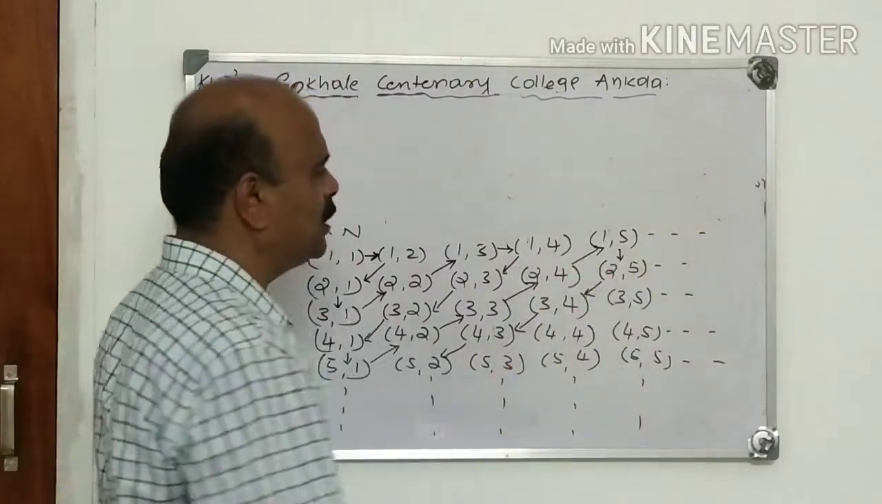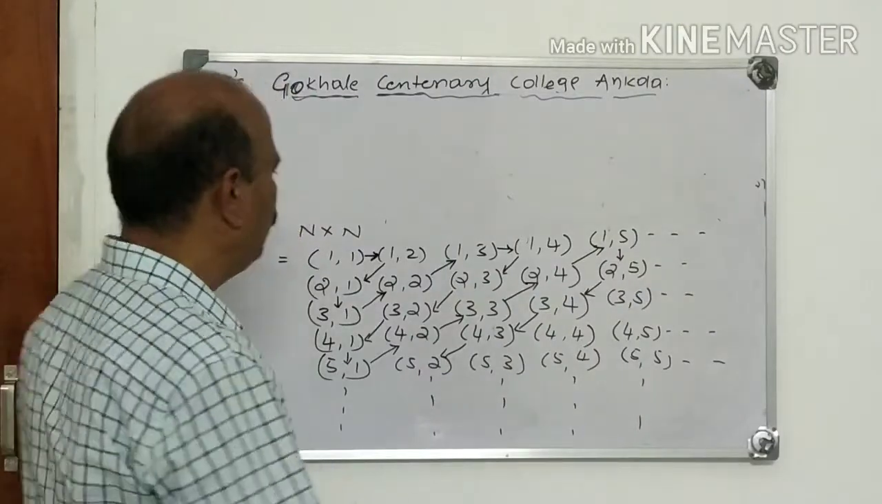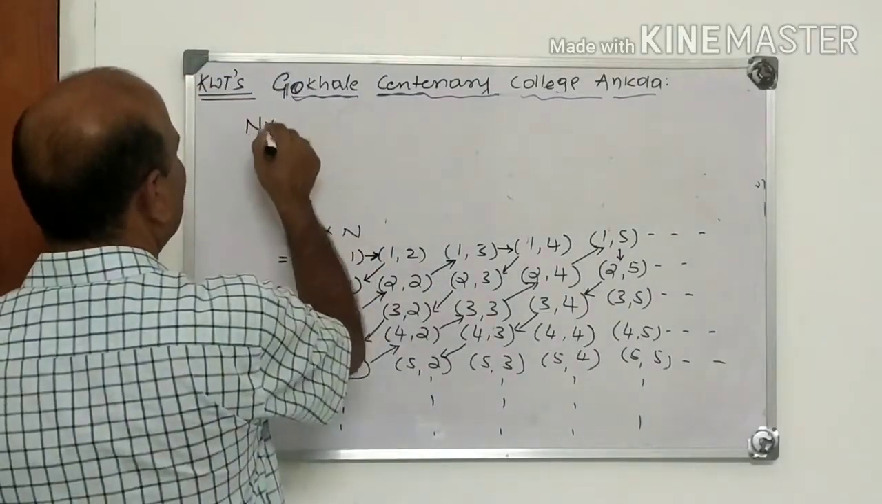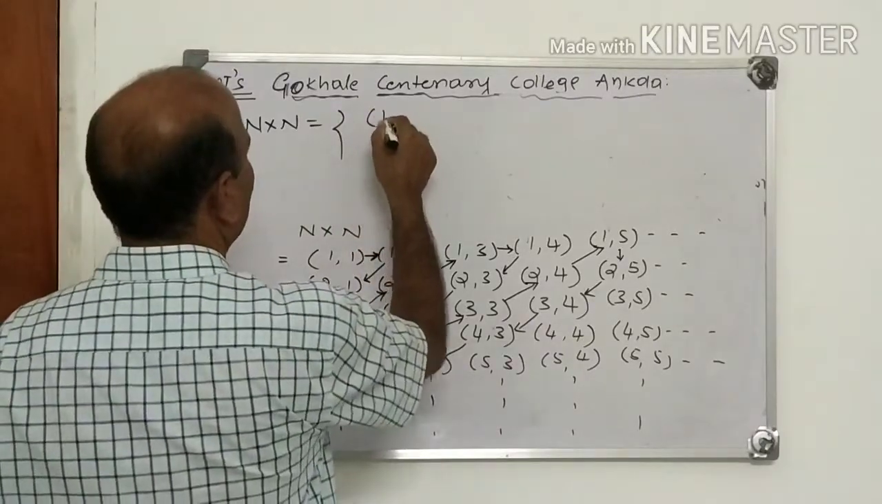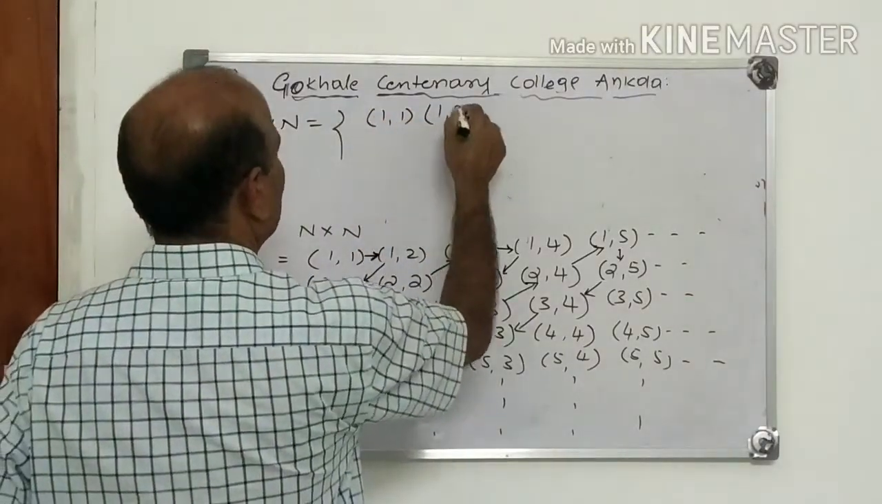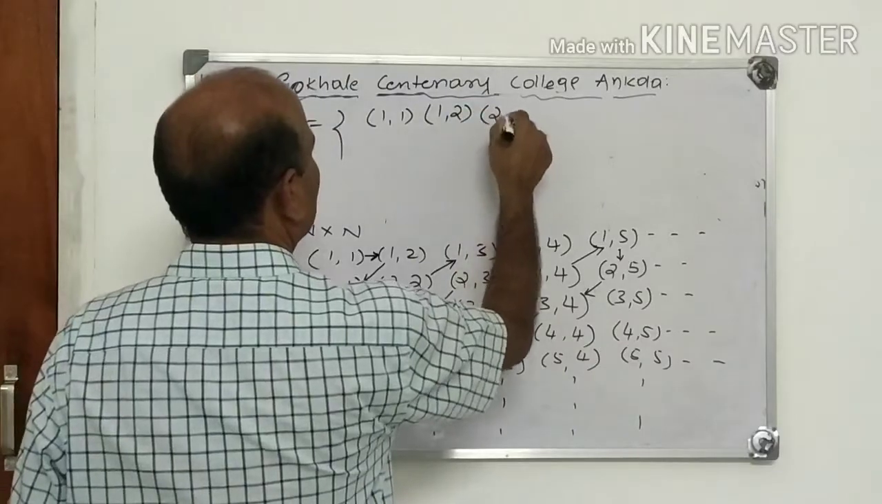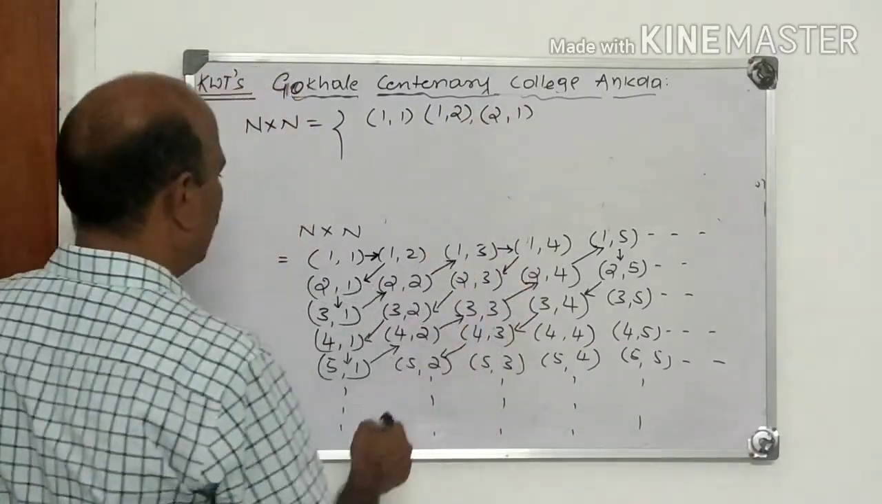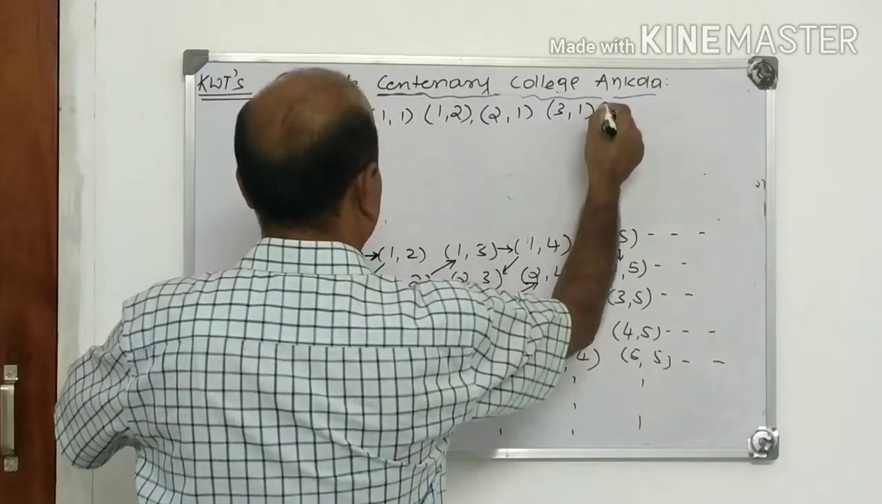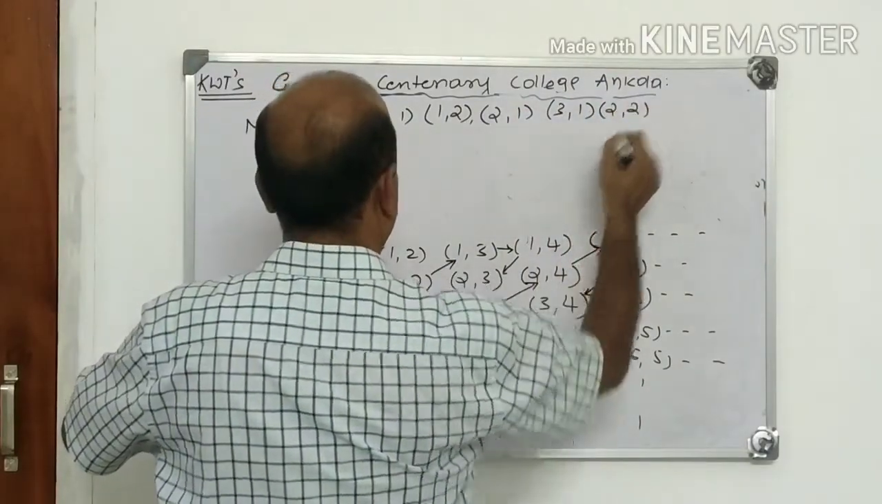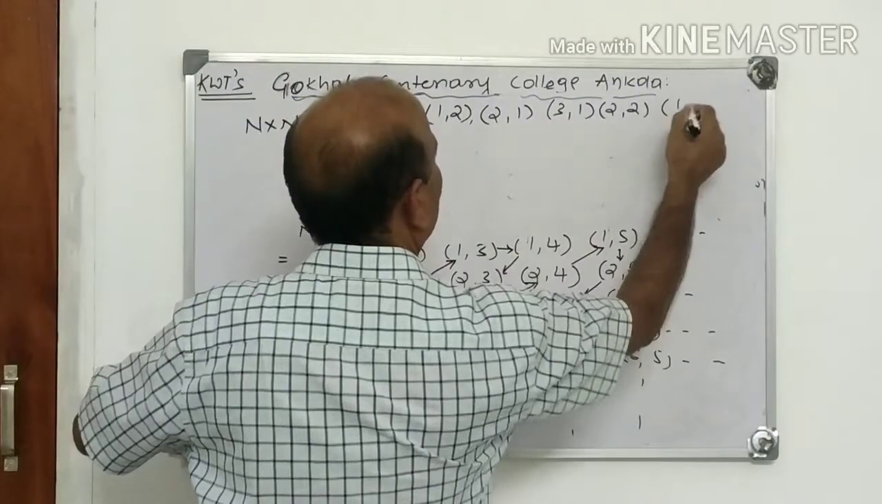Sum of the coordinates 7. Now I write the elements of the set N cross N in this order. What is the first element? 1 1. Next is 1 2. Next is 2 1. After 2 1, next is 3 1. Next is 2 2. Next is 1 3.